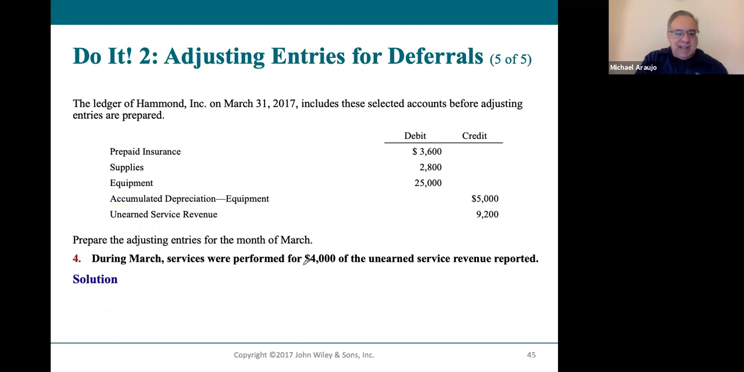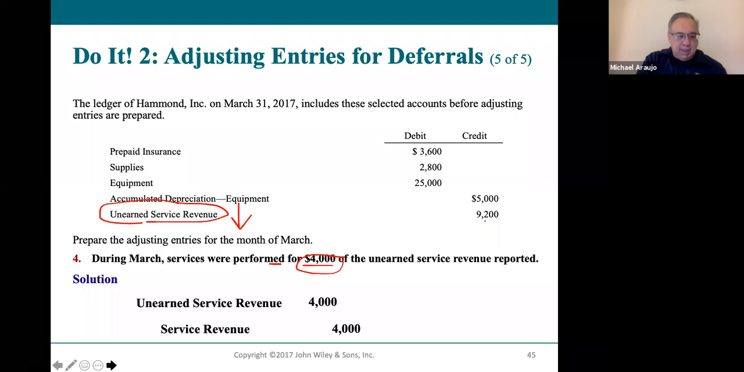And the very last thing is $4,000 of this $9,200 was earned. They actually performed that work now. So this needs to be lowered. Unearned service revenue needs to be lowered by $4,000. And this $4,000 has to be part of their revenue. Again, the month, the date goes here. Unearned service revenue gets a debit of $4,000, which lowers this amount to $5,200 in the ledger. And service revenue gets a nice increase of $4,000 because now they've earned it. Now they've earned it.